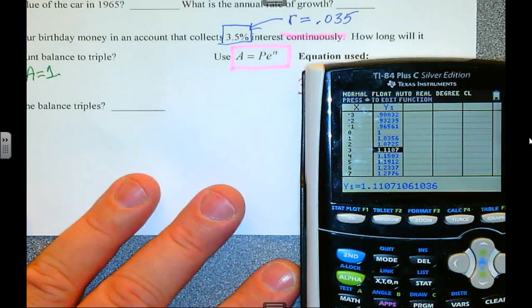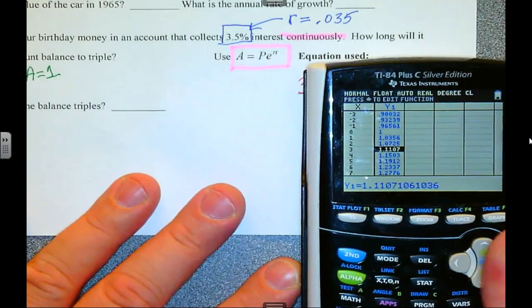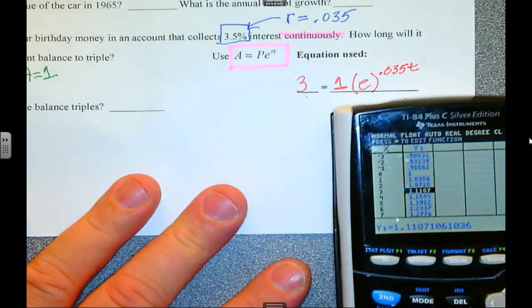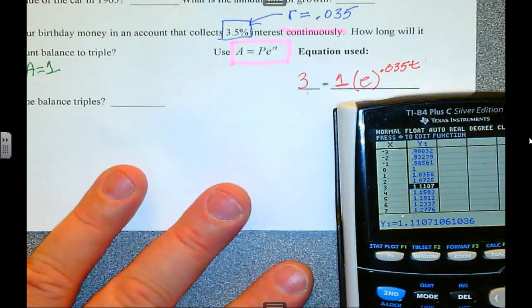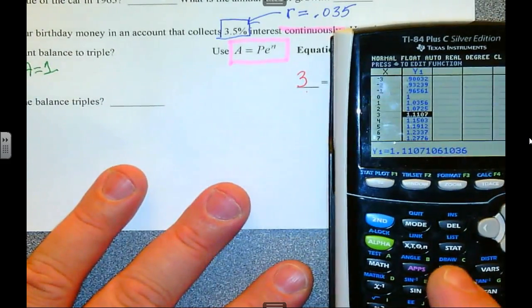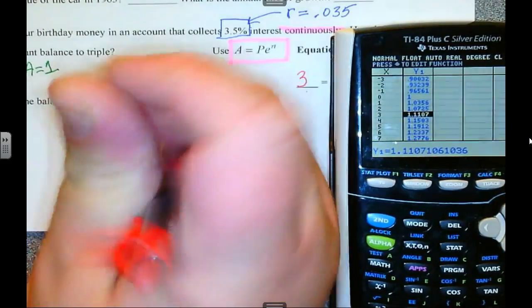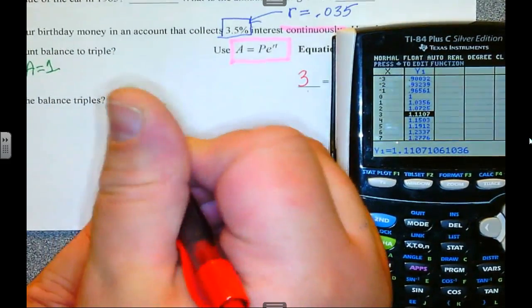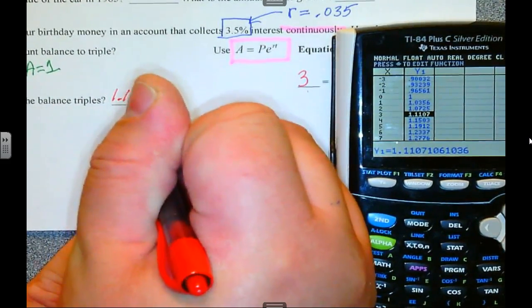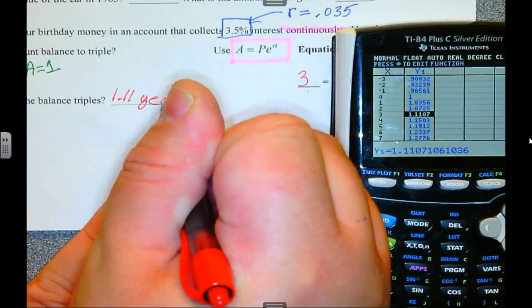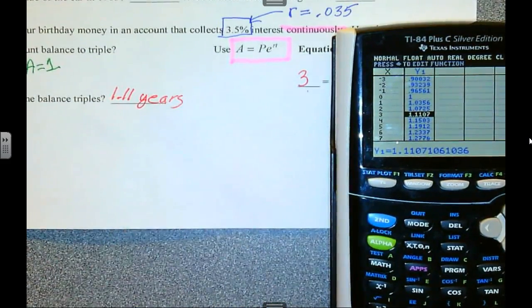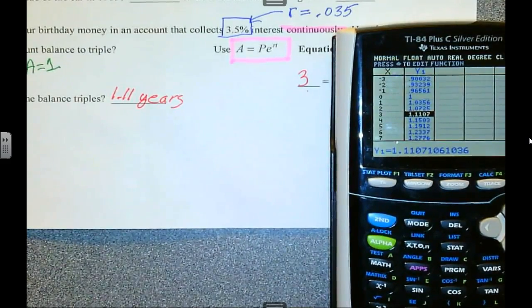Okay? It's going to take, it doesn't say years or whatever, so we'll just assume it's years. 1.11 years. Easy peasy, right?